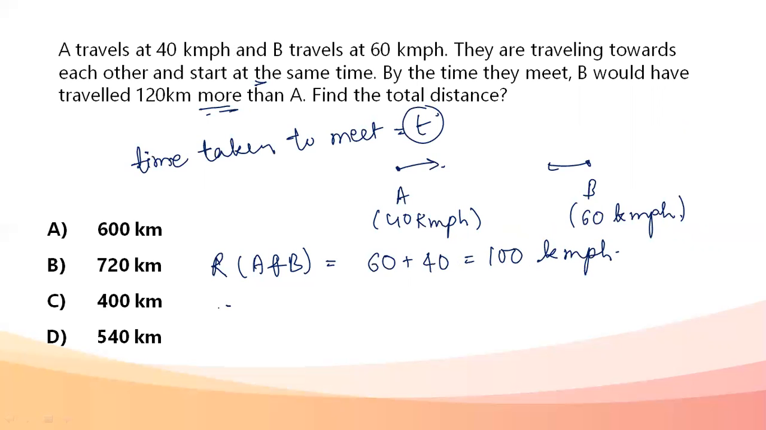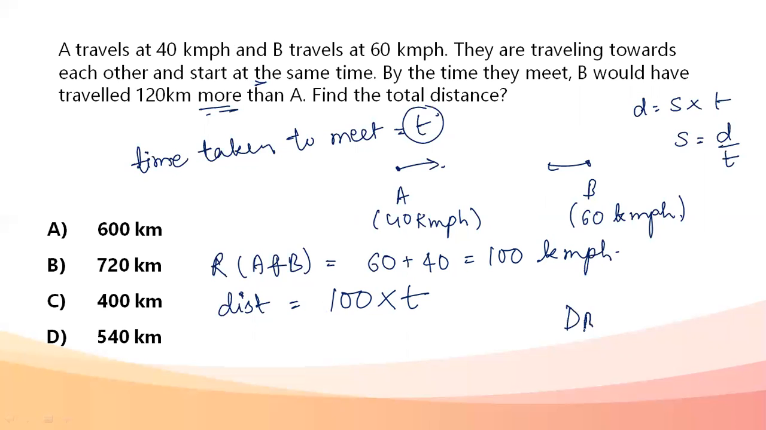So the total distance between them, I know distance is equal to speed into time, because speed equals distance upon time. So distance between them is going to be equal to relative speed into time, 100 into t. According to the question, it is given that by the time they are going to meet, B has already traveled 120 kilometers more than A. So distance traveled by B is going to be distance traveled by A plus 120 kilometers.